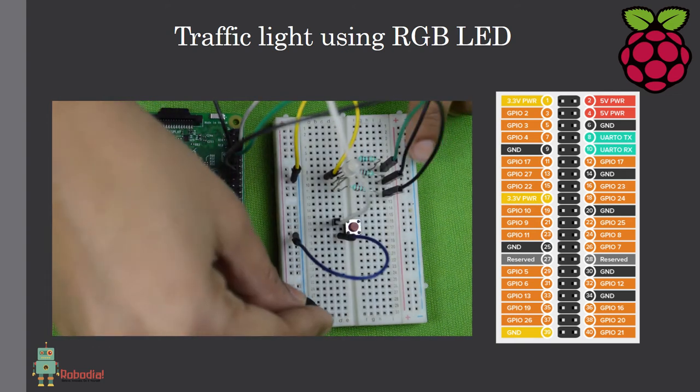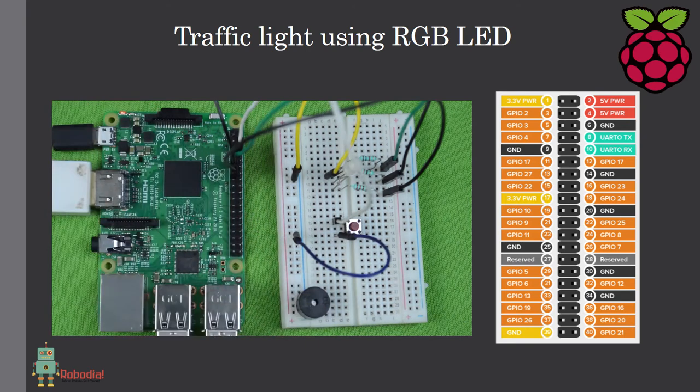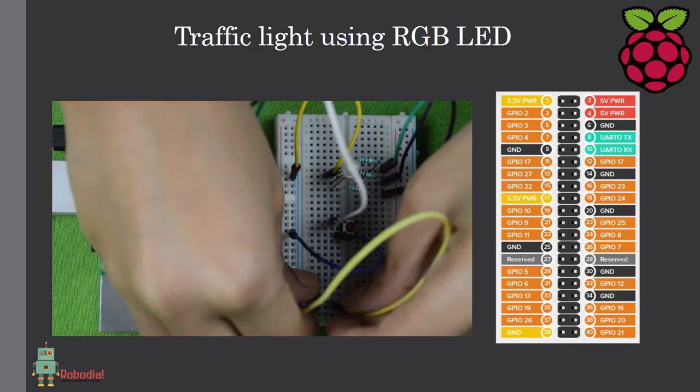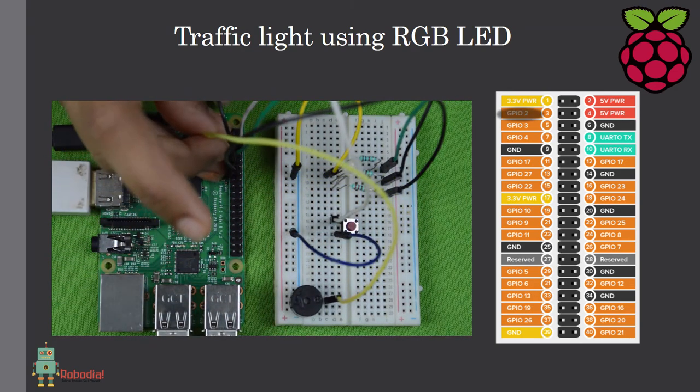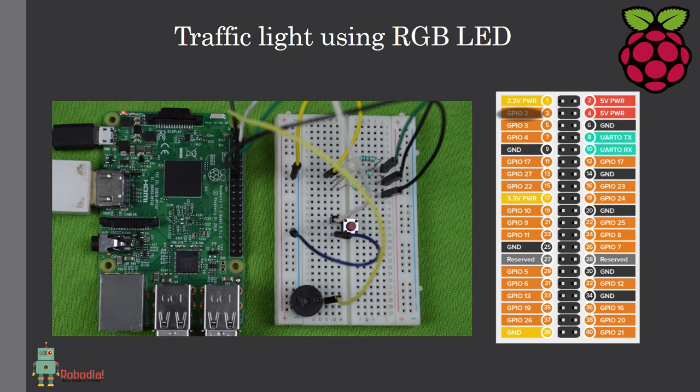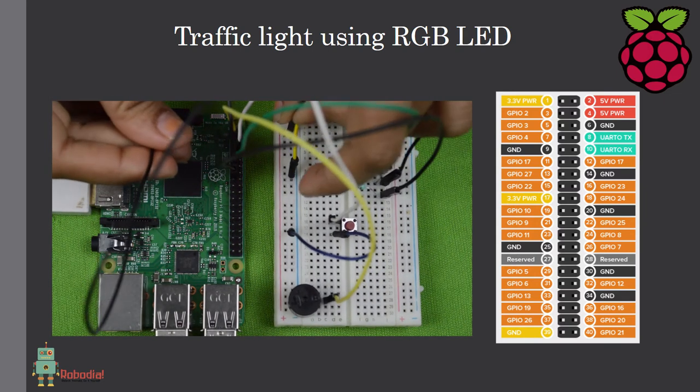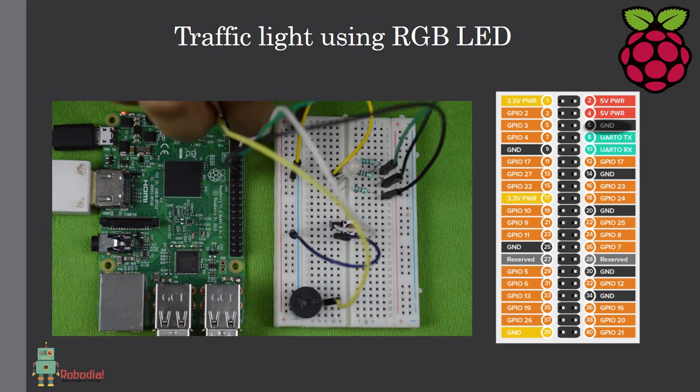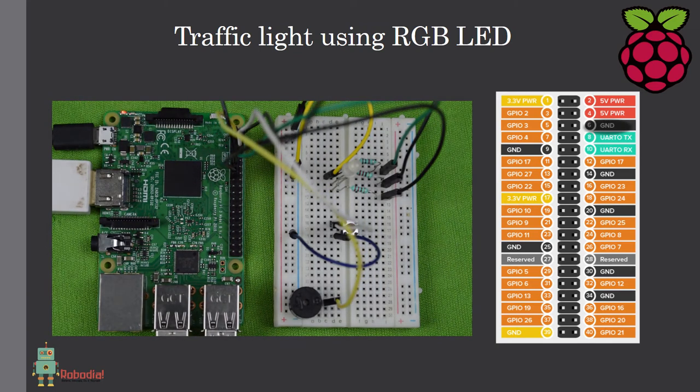And finally the buzzer. I am connecting the shorter leg with negative part of the breadboard and positive at any point. And then connect the buzzer with pin number 2. Finally, connect the whole circuit with the negative part or ground of the Raspberry Pi. So, this is my connection. Now, let's move to the interface for further coding.